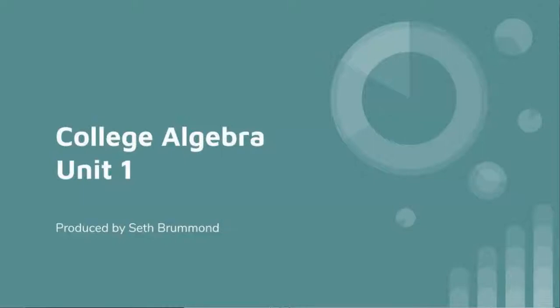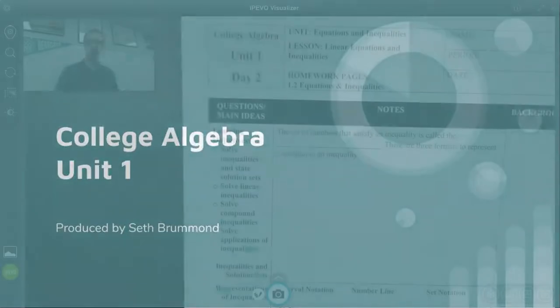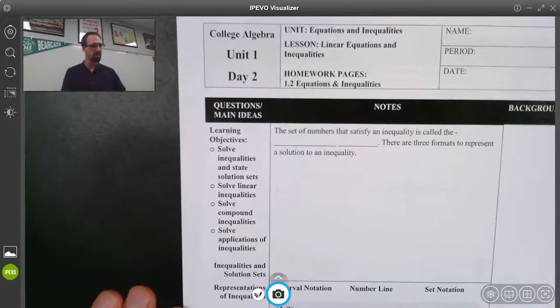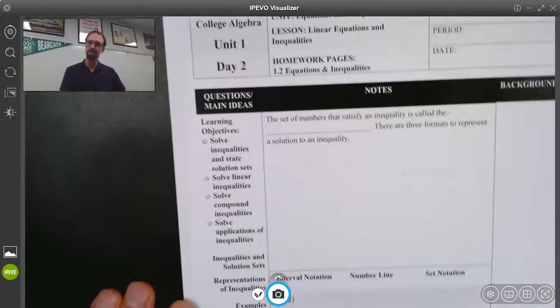Hi friends, we're in Unit 1 of College Algebra, Day 2 notes. This one is going to focus specifically on linear equations and inequalities.